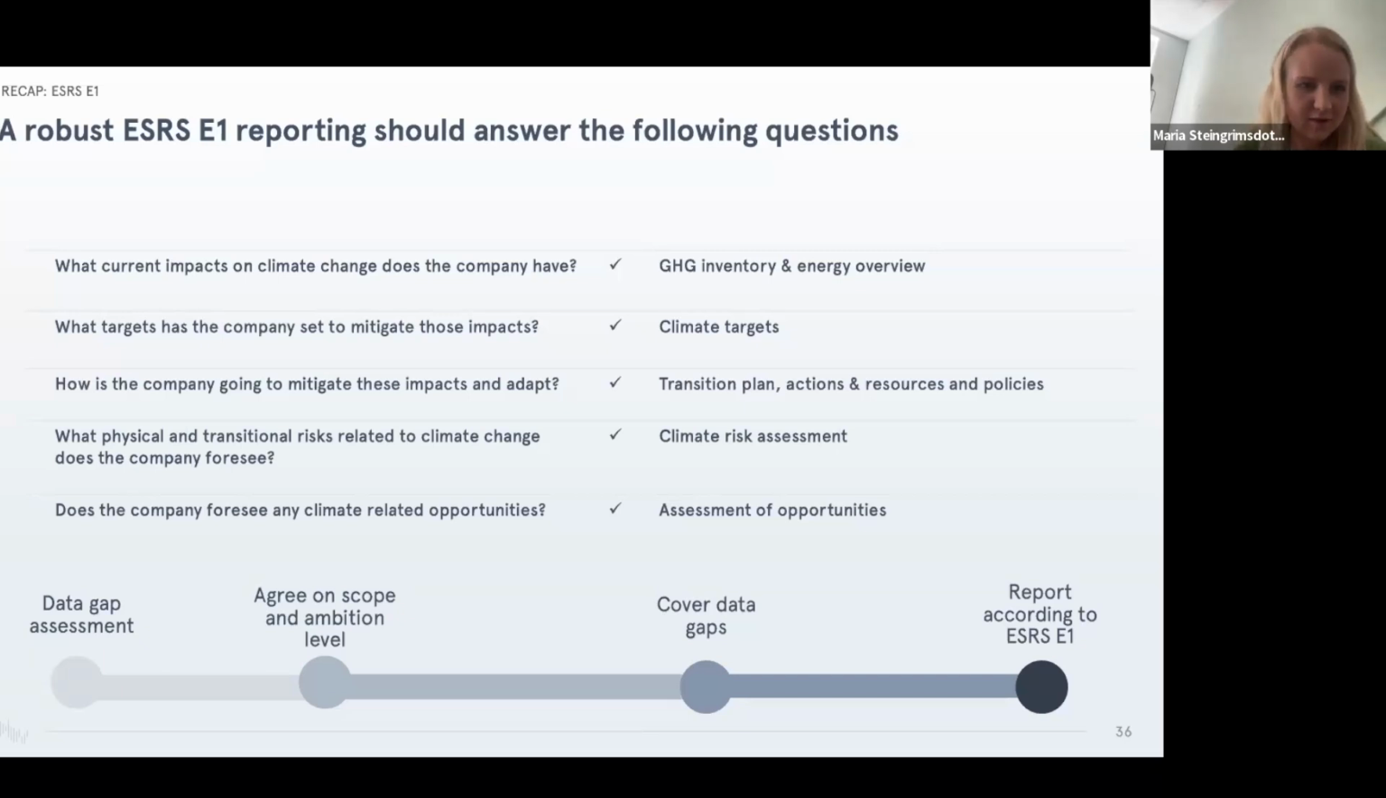How is the company going to mitigate these impacts and adapt? Here we are talking about the strategy to decarbonize, so transition plan, actions and resources and policies. And then, what physical and transitional risks related to climate change does the company foresee? This is embedded within the climate risk assessment. And finally, does the company foresee any climate-related opportunities? And here you look into the assessment of opportunities.